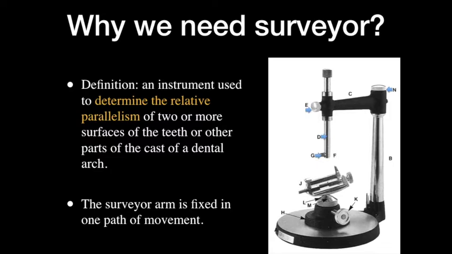So you can see here the surveyor actually includes two parts. One is the surveyor itself, the other is the surveyor table. The surveyor table allows you to change the angulations. However, finally, you can use the surveyor arm because they are fixed. So eventually, you will be fixed into one path of placement.